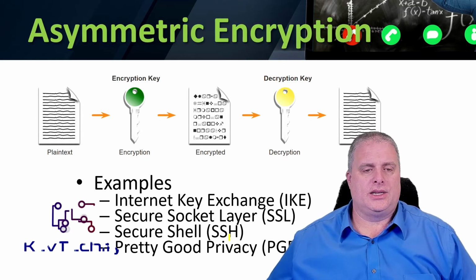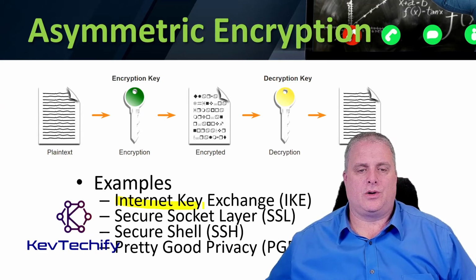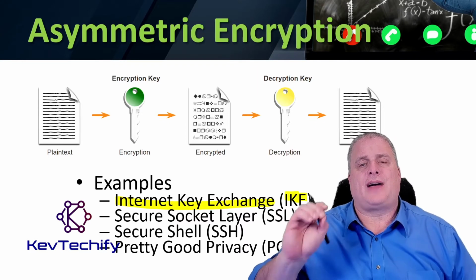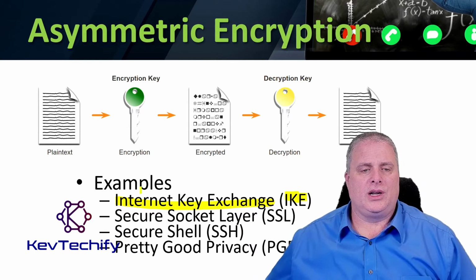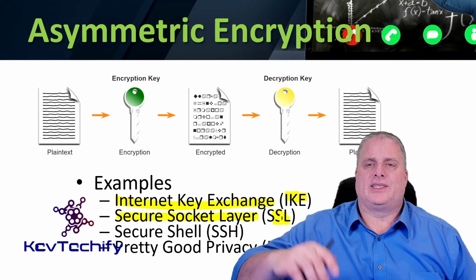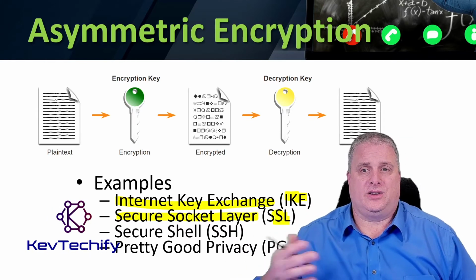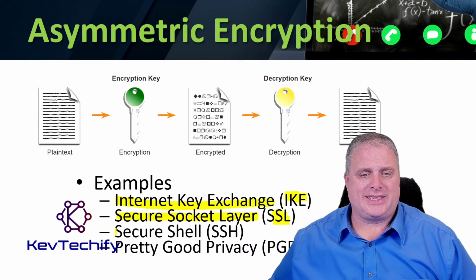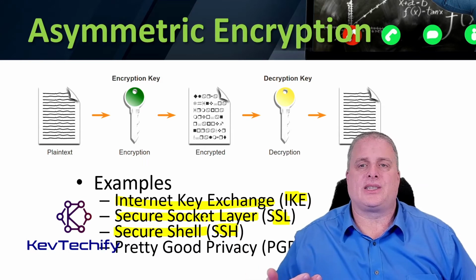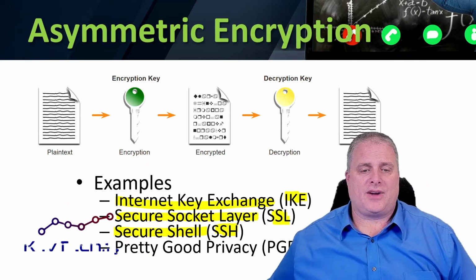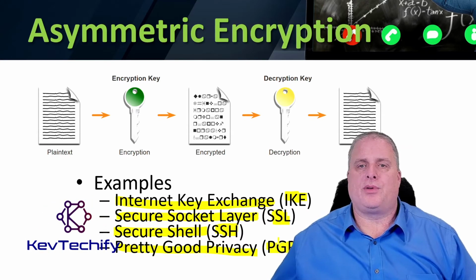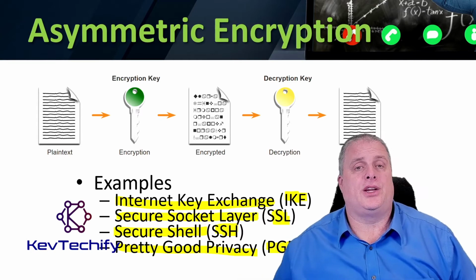First one here is the Internet Key Exchange, also known as IKE. This is a fundamental component of IPsec VPNs. The second one is Secure Socket Layers, or SSL. This is now implemented as the standard Transport Layer Security, or TLS. Next one here is Secure Shell, also known as SSH. This protocol provides secure remote access connection to network devices. And then finally, we have Pretty Good Privacy, also known as PGP. This computer program provides cryptographic privacy and authentication.